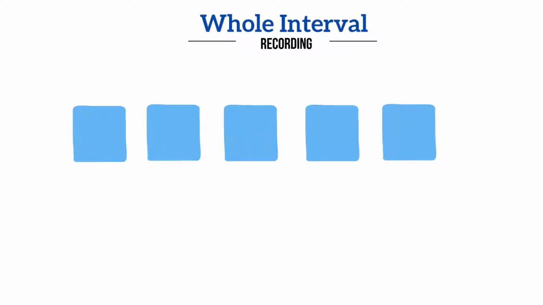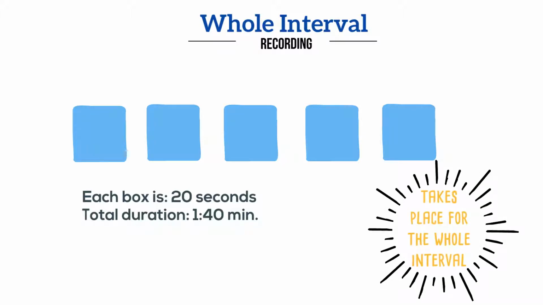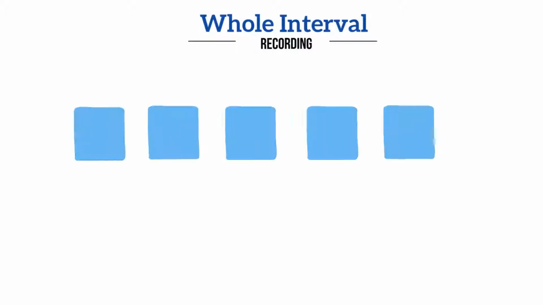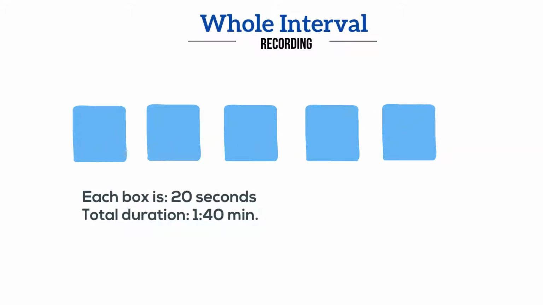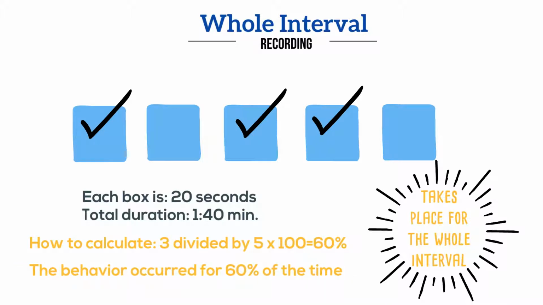With whole interval recording, the behavior has to be present for a full 20 seconds. For example, if the client engages in the target behavior for only 10 seconds, then you would not mark the interval. When scoring whole interval data, you divide the number of correct intervals, so chunks of time that indicated the occurrence of the target behavior, by the total number of intervals. For us, we would divide 3 by 5 times 100, giving us the answer of 60%.